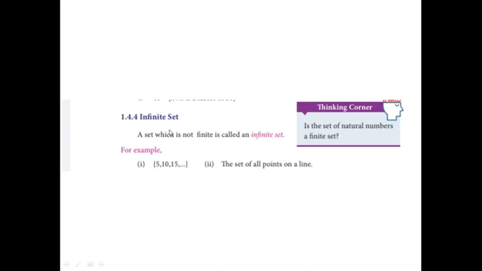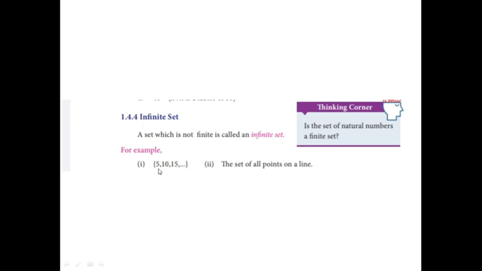Next, we are going to see what is an infinite set. It is just the opposite of a finite set. If a set has an uncountable number of elements, it is said to be an infinite set. A set which is not finite. What does not finite mean? Uncountable elements in it, then it is said to be an infinite set.